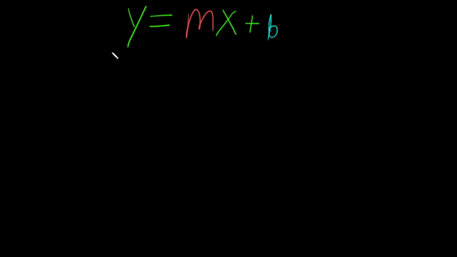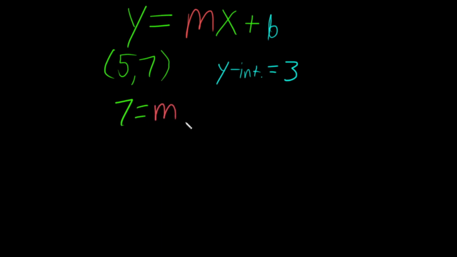Let's try this example. What if we were given a point (5, 7), and this time instead of having the slope, we're told that the y-intercept is equal to 3. We're going to use the same idea where we plug in 5 and 7 for x and y respectively, and we can throw the 3 in for b, and that will allow us to solve for m, the slope. Our y value is 7, so we have 7 is equal to m, which we don't know yet, times x, which is 5, and then plus the y-intercept, 3.